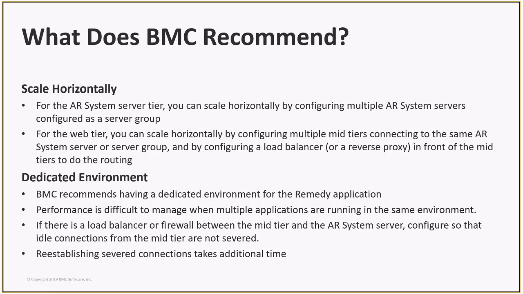BMC also recommends that you scale horizontally. For AR system server tier, you can scale horizontally just by configuring more servers in your server group. For the web tier, you can scale horizontally by adding multiple mid-tiers connecting to the same AR server or the bank of servers in your server group. And you can configure a load balancer or a reverse proxy in front of the mid-tier to route the browser clients to the different mid-tiers.